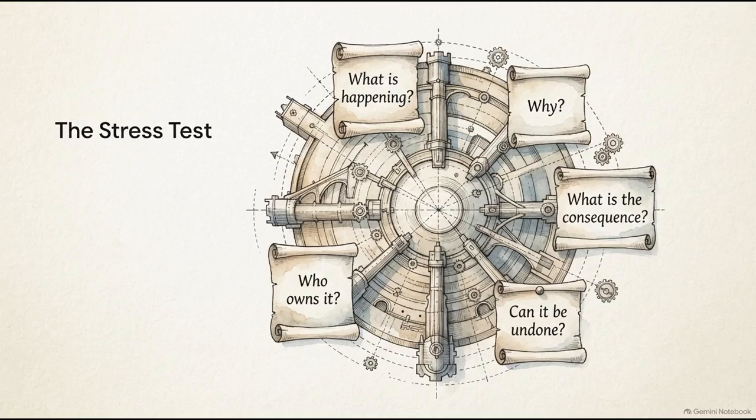What exactly is happening? Why is the agent recommending this? What is the real-world consequence? Can this action be undone? And who owns this decision? Look, if your user cannot immediately answer those 5 questions, your approval interface is totally incomplete. And your governance, it's just an illusion.